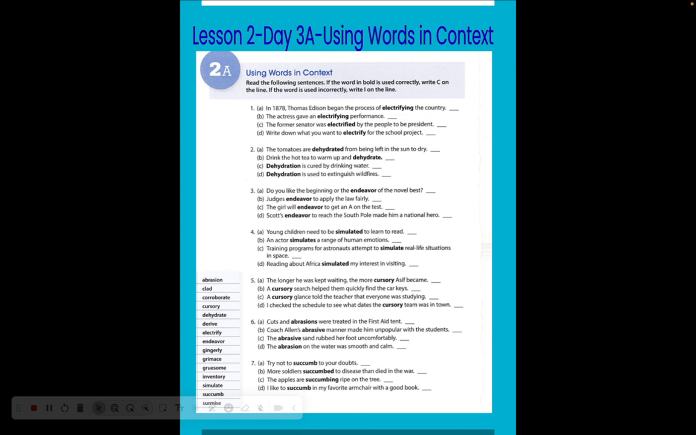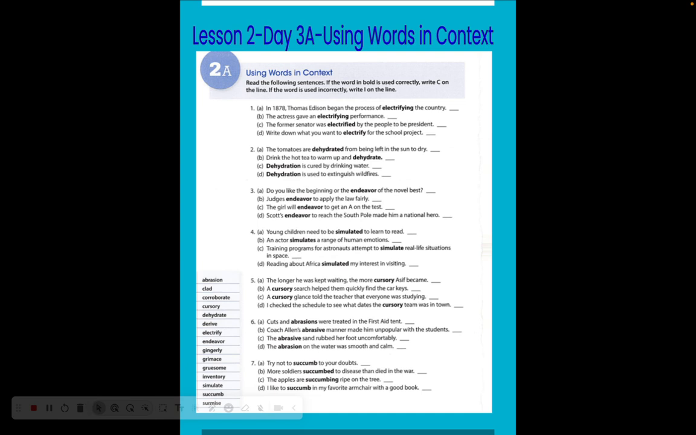Drink the hot tea to warm up and dehydrate. Well, if dehydrate means to take liquid from, if I'm drinking tea, I don't think I'm dehydrating. I'm doing the opposite. So that would be an I. C, dehydration is cured by drinking water. Well, that in fact is true. So we're going to put a C. Dehydration is used to extinguish wildfires. Well, it's more like we need hydration to extinguish, so that is an I.